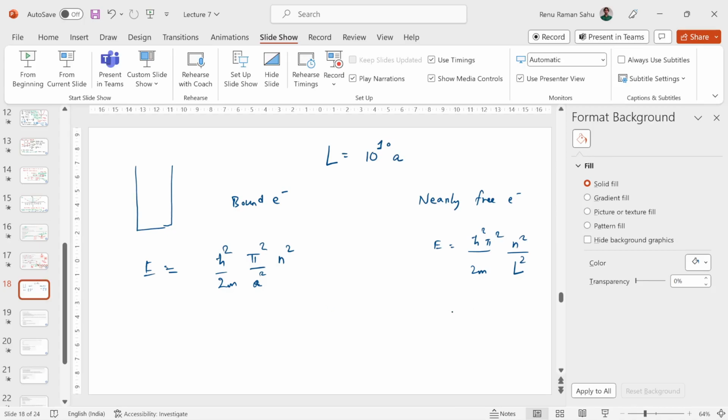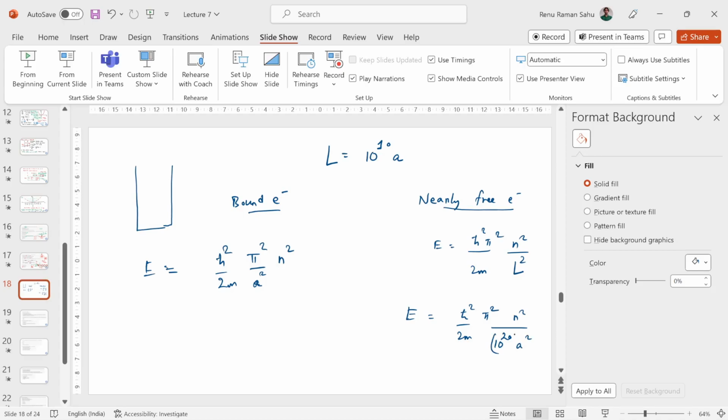So where is the energy spacing more, for the nearly free electrons or the bound electron? Now tell me this, L is bigger, right? Yeah, 10 times bigger. So the nearly free electron has more... it has very less energy spacing. Yeah, it has less energy spacing in the nearly free electron.